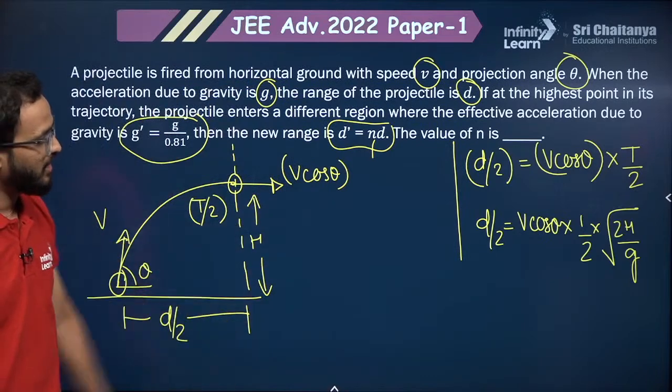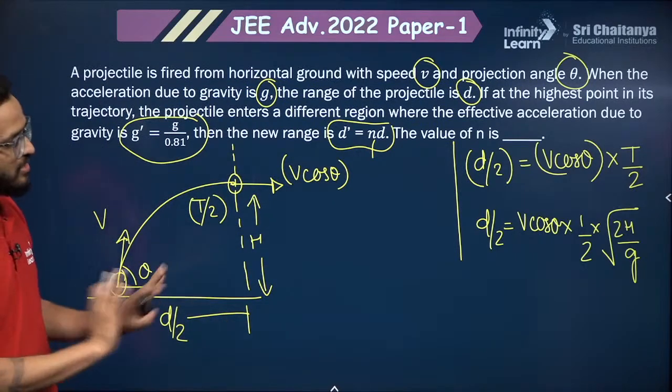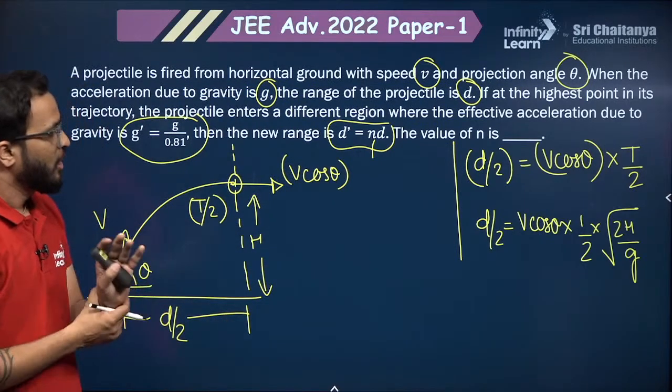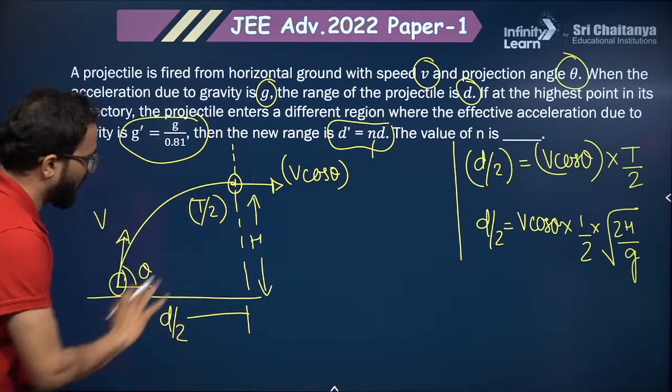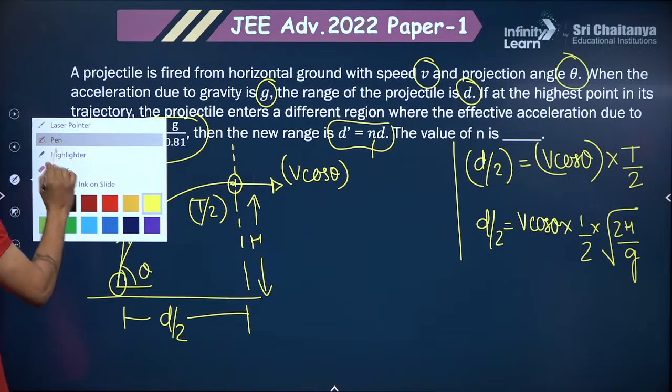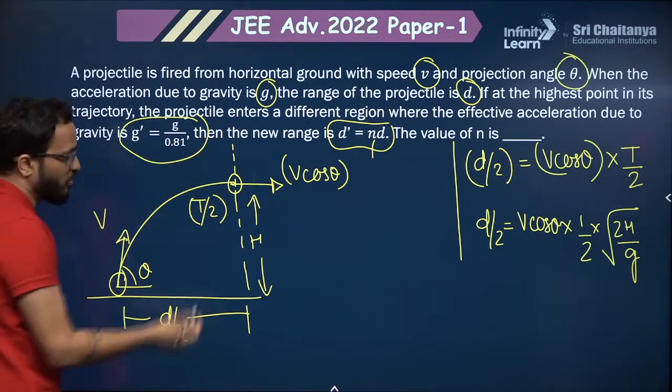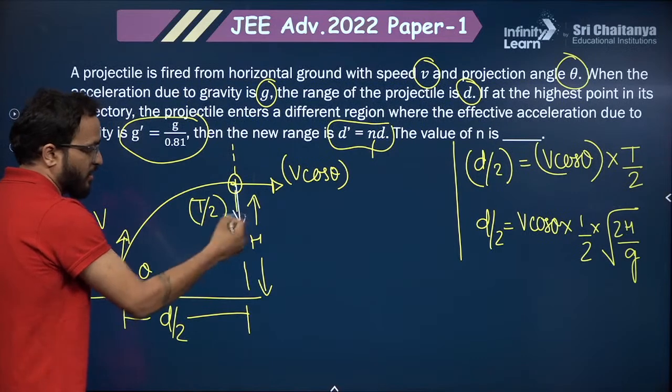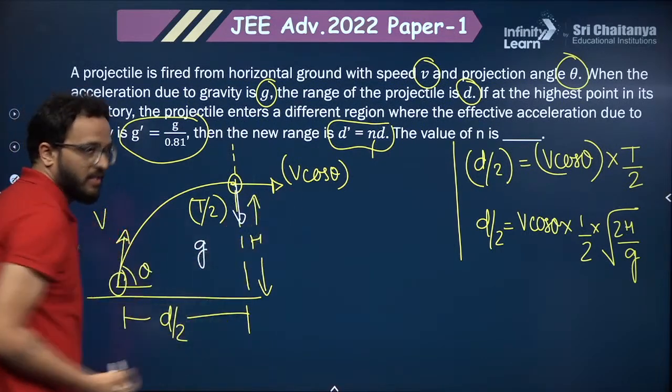So from here you can get the value, d by 2 is this much. Let's write down d by 2 is this much, or d is whatever. Anyway, let's come down to this point. Now what's going to happen? Suddenly the acceleration due to gravity changes. So till this point acceleration due to gravity was g, and after this it changes.